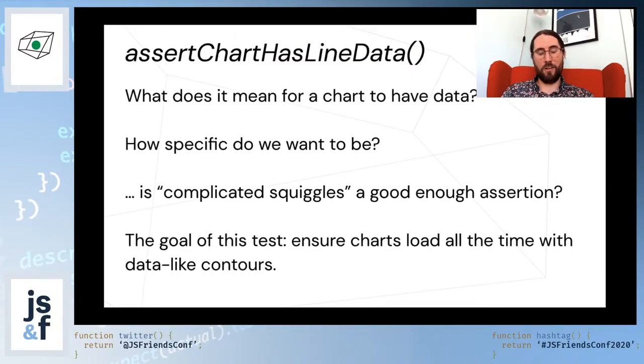For this particular command that we wrote, assert chart has line data, yes, complicated squiggles is actually what we're looking for here, because there are a lot of different things that we're trying to test. The chart loads and then it has something that looks like data. We want to test that it has data-like contours. And that's just one aspect of the testing strategy. But I think it's an important one, and we run it on every single commit and every single deploy, because we want to be sure that charts load and there's something data-like.